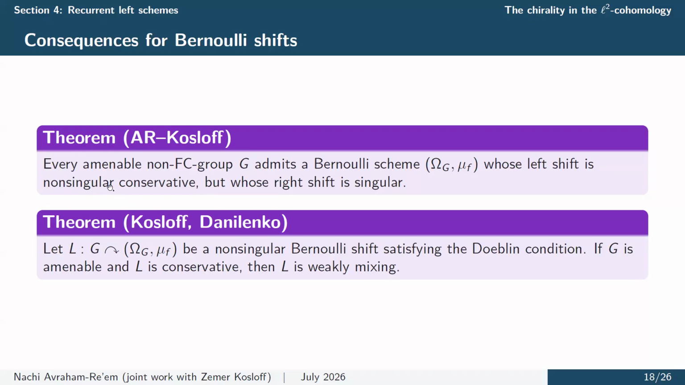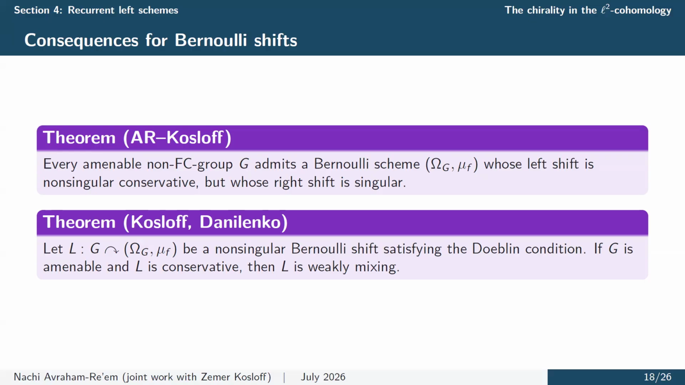Moreover, just by applying a previous result of Kosloff and Danilenko, this Bernoulli shift can be shown to be, in fact, weakly mixing. So we can construct a configuration of marginal distributions on the group. If I translate them from the left, I get something very interesting from a dynamical point of view. It's non-singular, it's conservative, it's weakly mixing. It's a super legit system to study with lots of dynamical properties to look at.